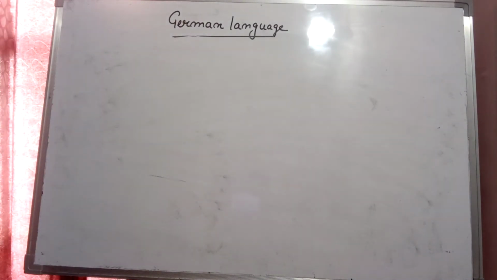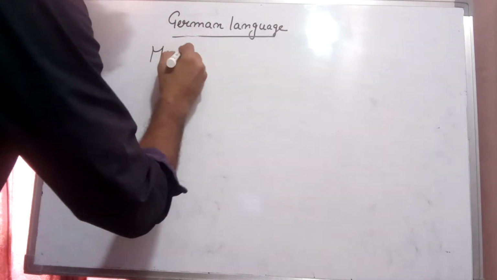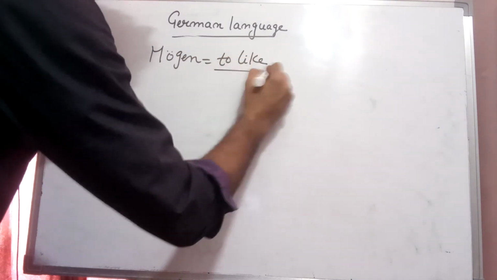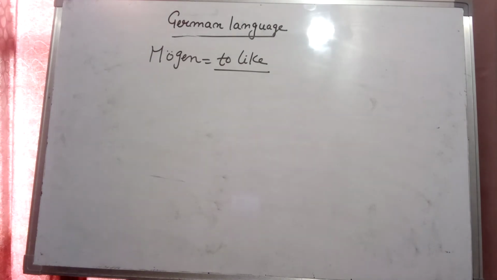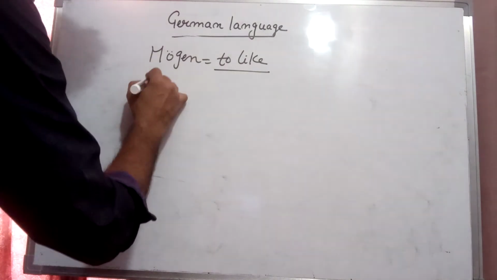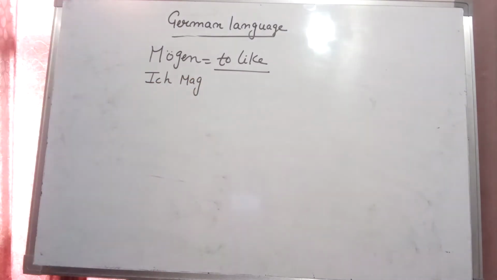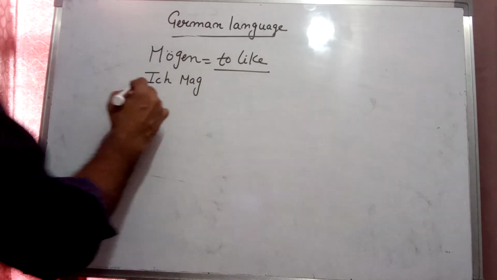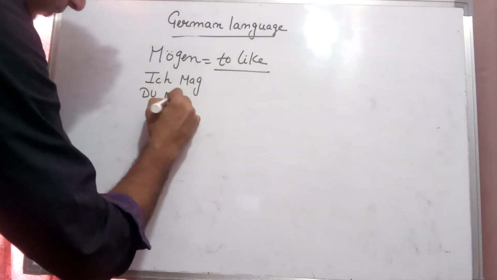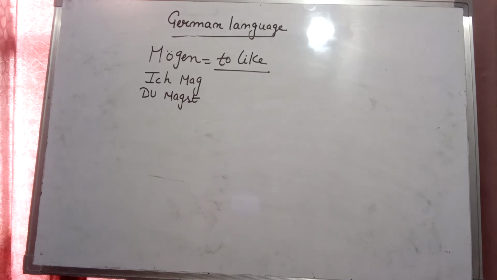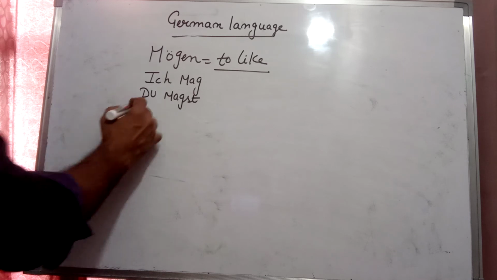The next verb we have is mögen, that is to like. So what will I say? Ich mag. Ich mag is basically I like. Okay. Du magst. Du magst is basically you like, in informal terms. Er, sie mag.